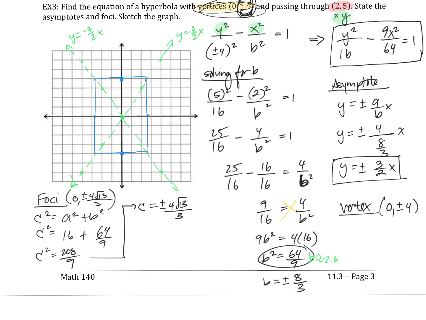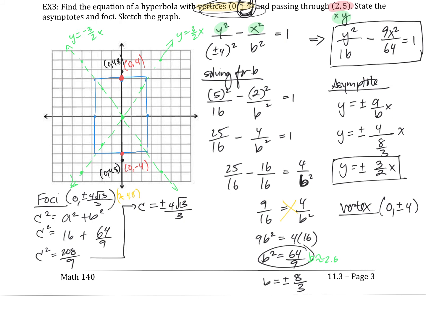Almost done. Let's see. So right here we have our vertices, which are at 0, 4 and 0, negative 4. And then lastly, we now need to draw in our foci. So 4 root 13 divided by 3. That is such a weird item to graph, but that's about 4.8. Let me go ahead and write that in. Now that's not something I would leave on my graph, that's just for you to see. 0, negative 4.8, and 0, 4.8.